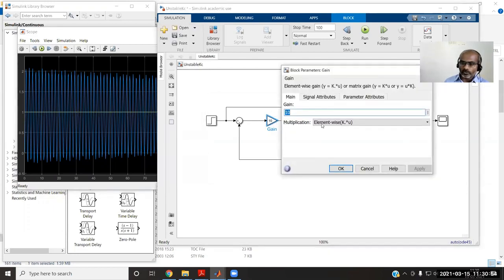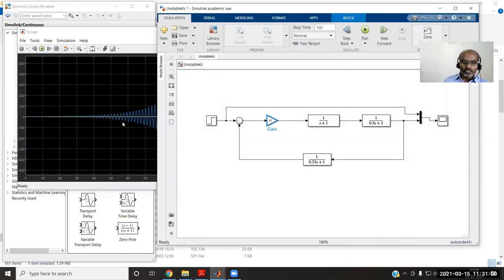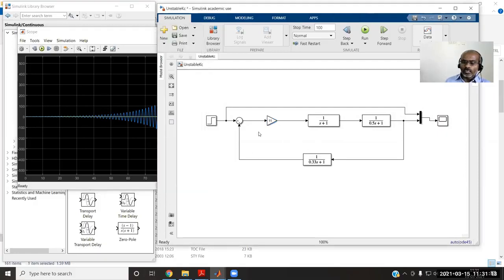Say, suppose a value of 11. What is happening? You can see you have a closed loop with increasing oscillations. So the originally stable system is now becoming an unstable system.